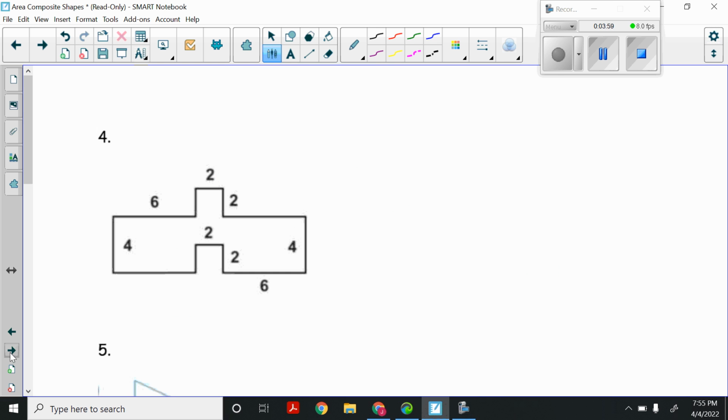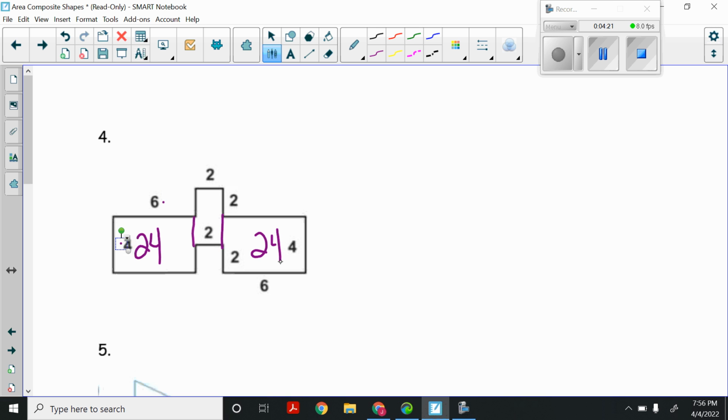All right, next page. Back here again, looking at the shape, it's not anything that I recognize, but I can divide it into 3 shapes, right? So this first shape here, 6 times 4, that's going to get me 24 for that area. This one, again, 6 times 4, 24.